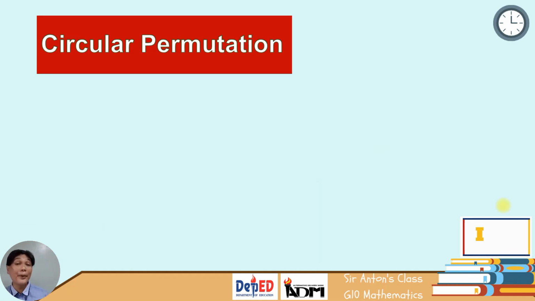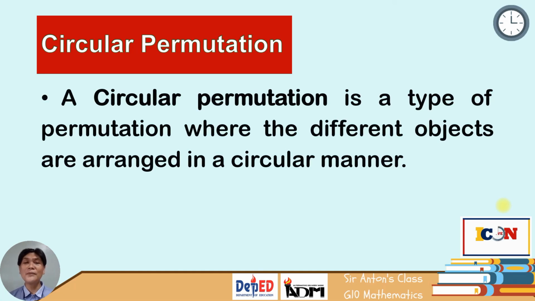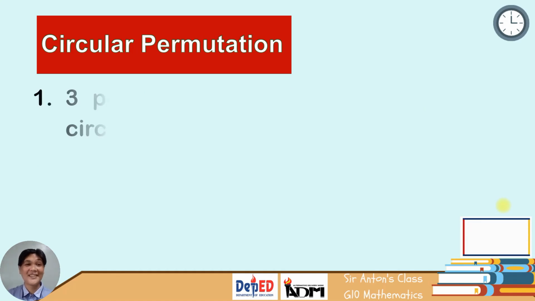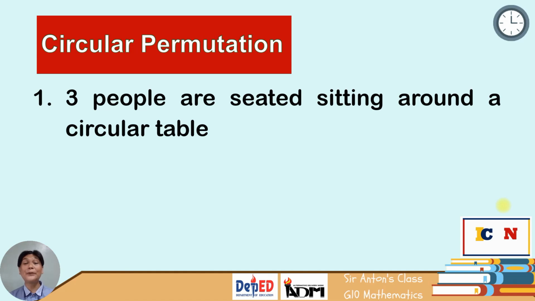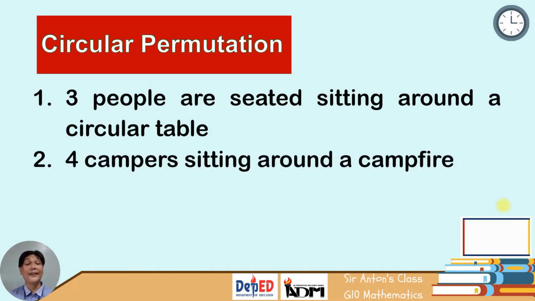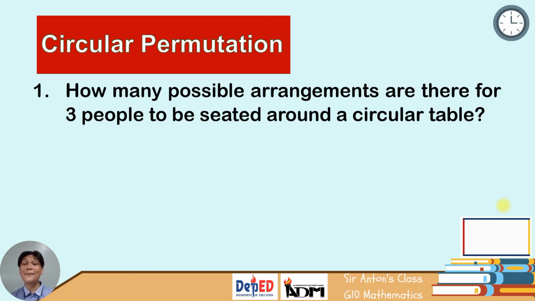Now, for the circular permutation. A circular permutation is a type of permutation where the different objects are arranged in a circular manner. Just like, okay, number 1, 3 people are sitting around a circular table. Another, 4 campers sitting around a campfire. So let's try to solve this. How many possible arrangements are there for 3 people to be seated around a circular table?